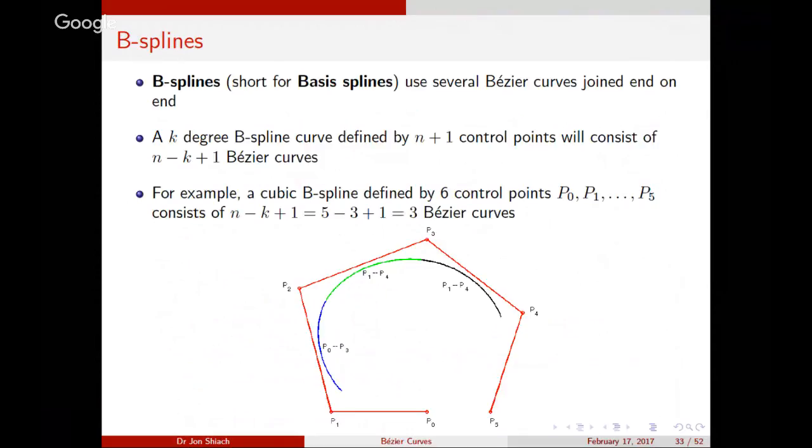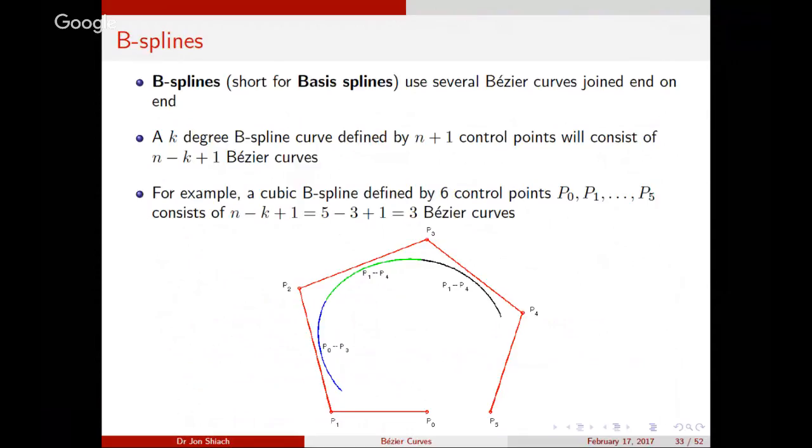B-splines are essentially several Bezier curves joined end on end. The word B-spline is short for basis spline, which I'll explain in a minute. The relationship between the number of control points and the degree of the B-spline is not the same as for a Bezier curve. For a Bezier curve of degree n, you need n plus 1 control points. In a B-spline, if you've got a degree k curve defined by n plus 1 control points, you'll have n minus k plus 1 Bezier curves.